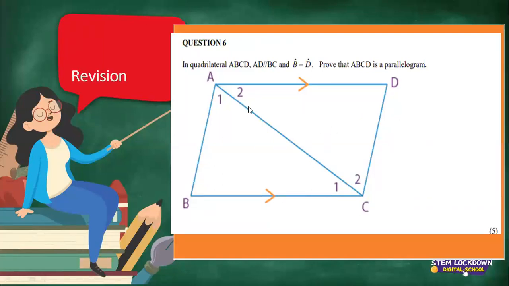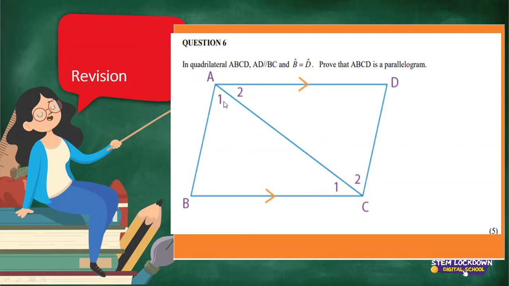So angle A2 and angle C1 are alternate angles, and alternate angles are equal. Why? Because we were told that these two lines are parallel. So angle A2 and angle C1 are equal because they are alternate angles.